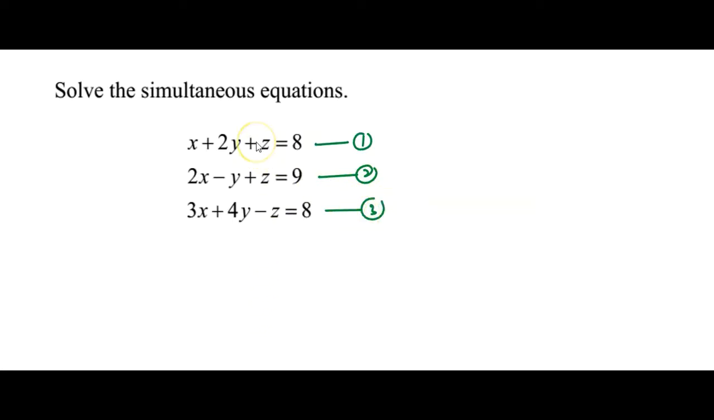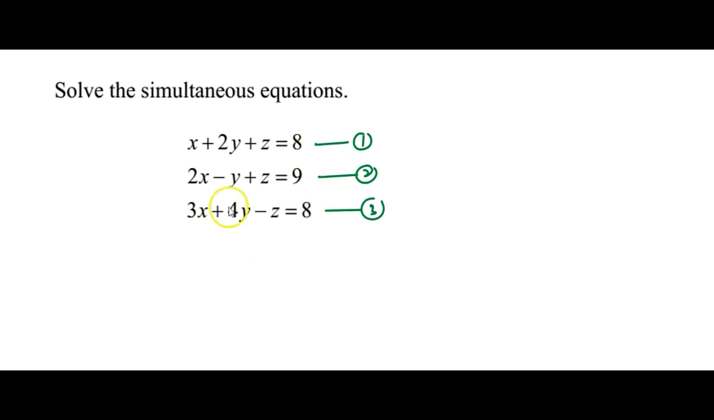So how do I use this elimination method? I'm going to eliminate the unknown z first. I will try to form two equations involving x and y. Then I will solve for x and y first. After I get the values of x and y, I will substitute them into either equation 1, 2 or 3 in order to get the value of z.